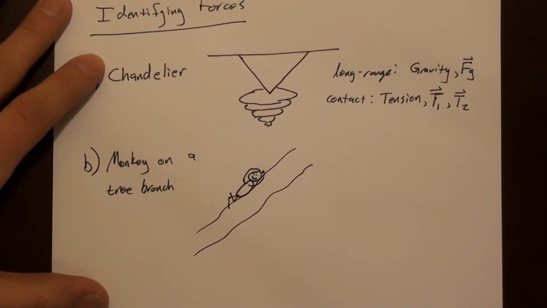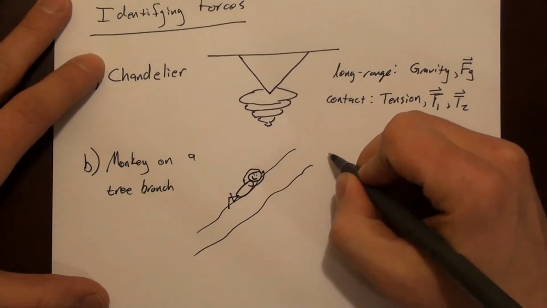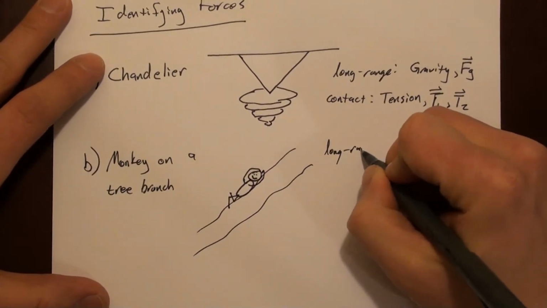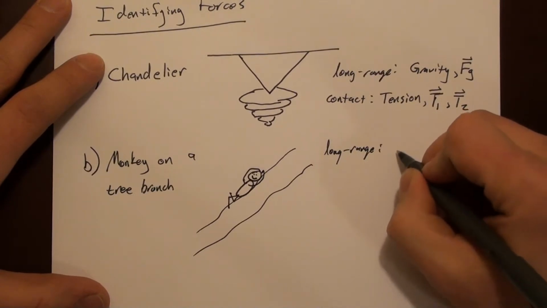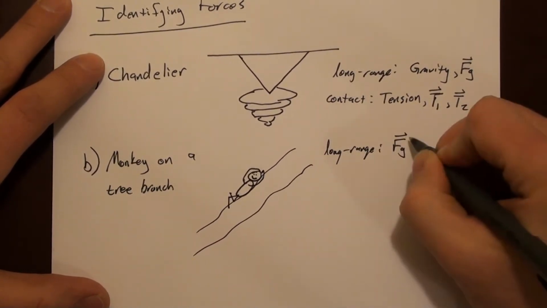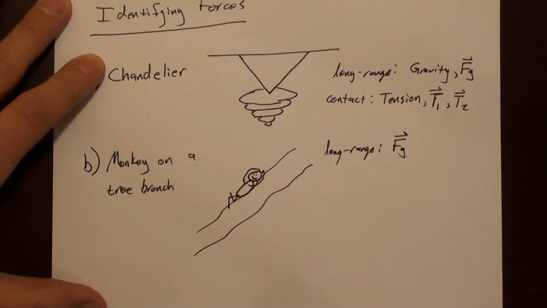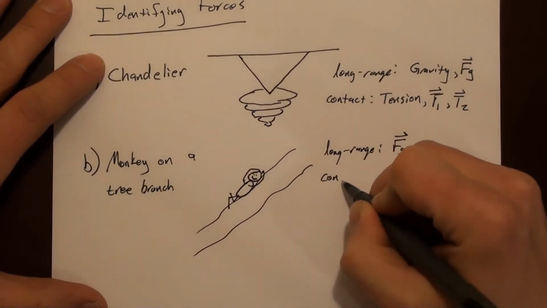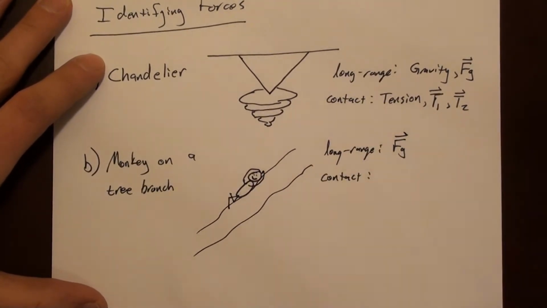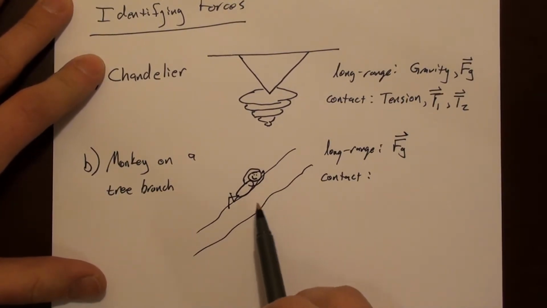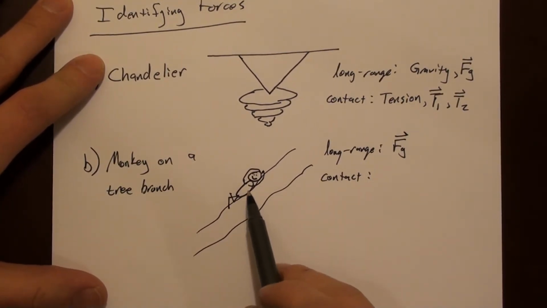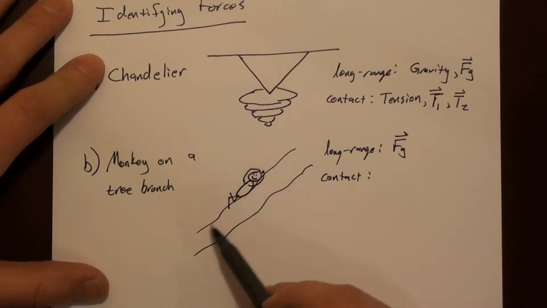Okay, so we can identify some forces here. Again, for our long-range force, the only thing we have is gravity. So I'm going to label that as F sub g. And for contact forces, the only thing the monkey is touching is the tree branch, right? If we exclude the air around him. So the only thing he's touching is the tree branch. So he can only interact with this surface, right?